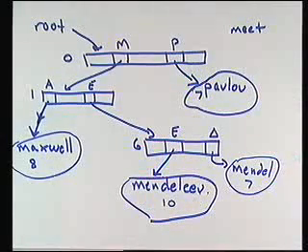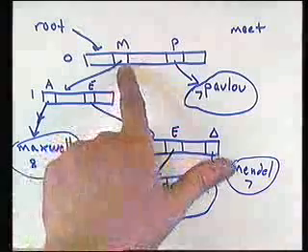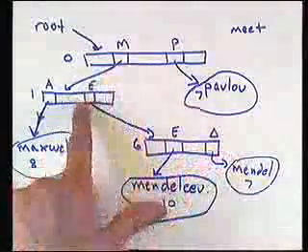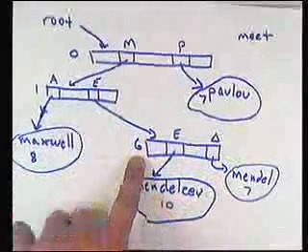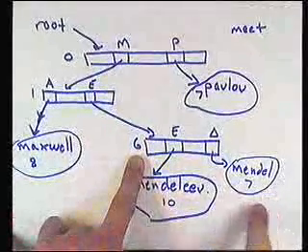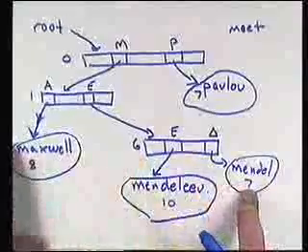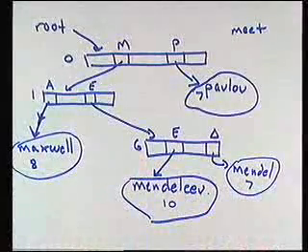But as far as the rest of this goes, if I'm going to look up Mendel, I say, well, M is character 0, and I can follow that pointer. E is character 1, so I can follow that pointer. Now I'm supposed to be looking for character 6. Mendel has a null in character 6. I follow that, and then I get a leaf, and sure enough, that's Mendel. And so that would be how we would do a lookup.